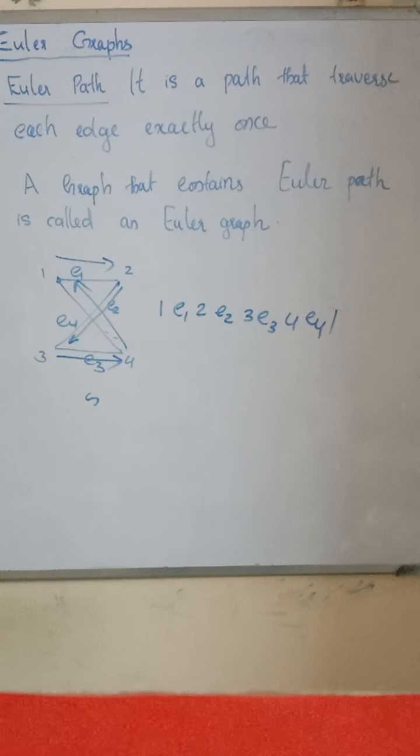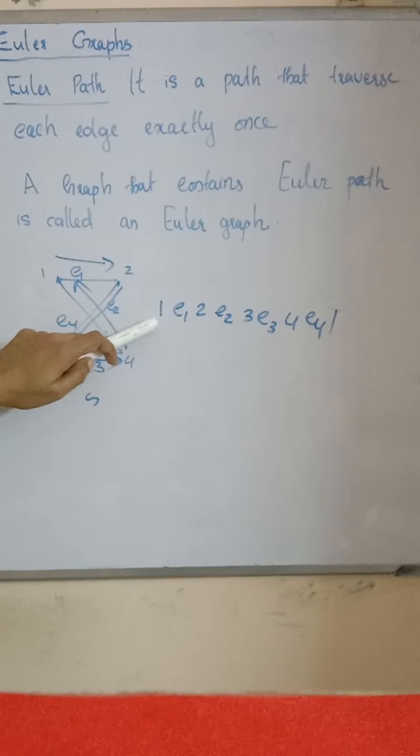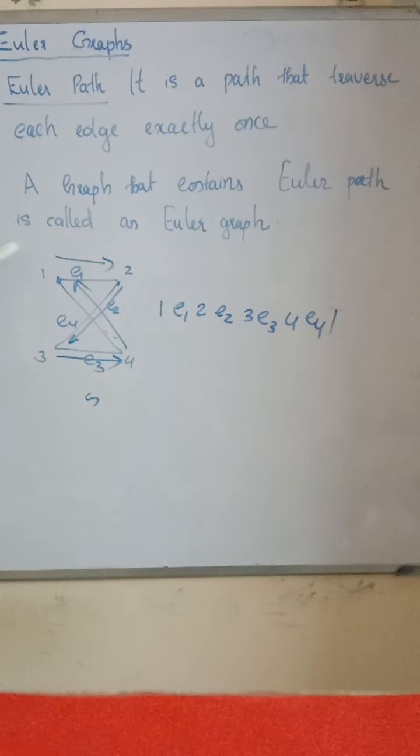Euler circuit. This is also an Euler circuit because it starts from the vertex 1 and ends at itself. A path that starts from a vertex and ends at itself is known as a circuit. Similarly, an Euler circuit is one in which the first and last vertex are the same. It is a circuit that traverses each edge exactly once. Then that circuit is called an Euler circuit.